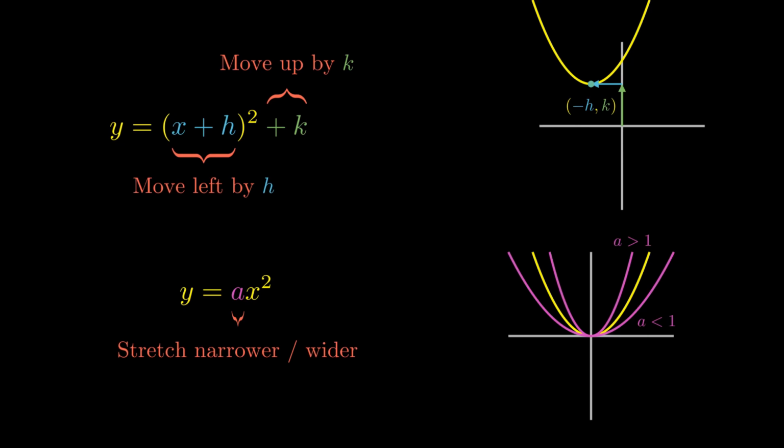And finally, if this number a happens to be a negative, that will flip the whole parabola upside down to be a sad face. And so we get something that looks like this.